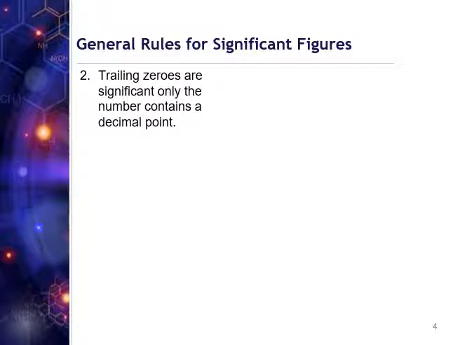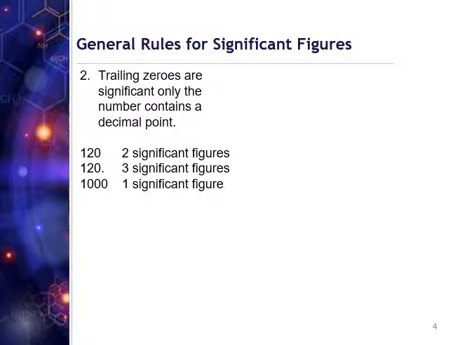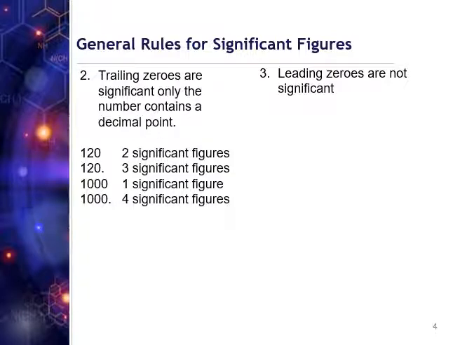Trailing zeros are significant only if it contains a decimal point. 120 has 2 significant figures, whereas 120 followed by a decimal point has 3 significant figures. The decimal point is there to tell you there are 3 significant figures. 1000 has 1 significant figure. 1000 followed by a decimal point has 4 significant figures. Leading zeros are not significant.